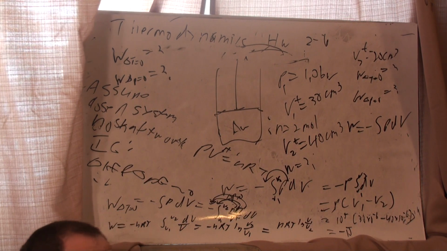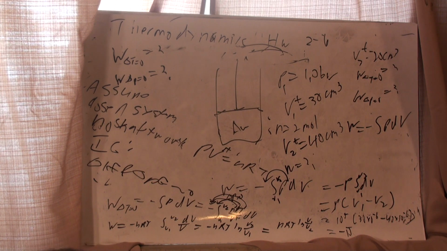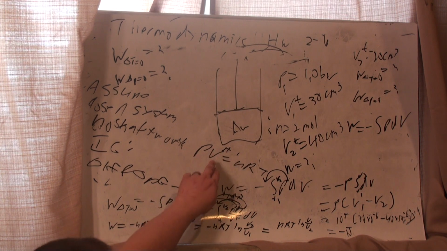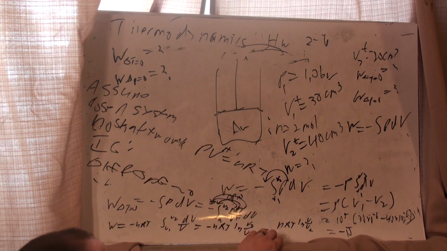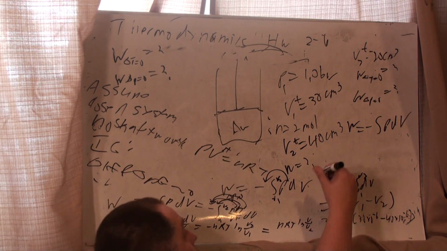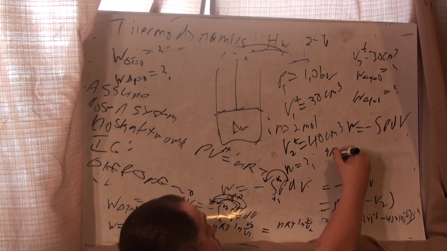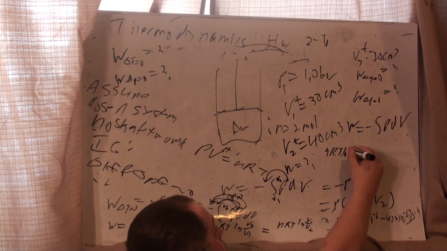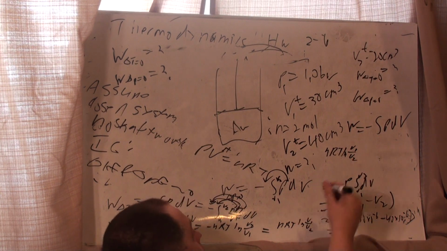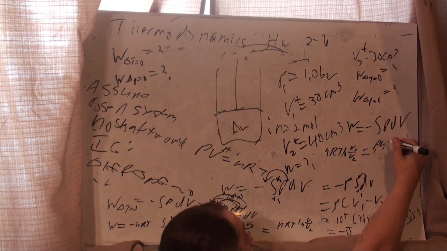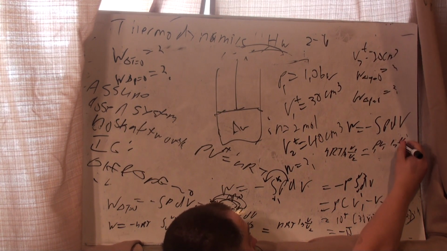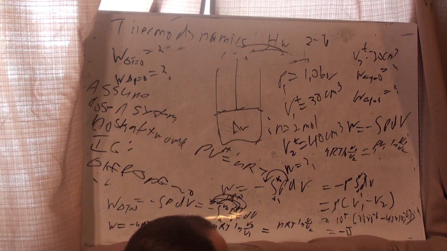I'm not given a temperature though. What do I do? Well, I know the temperature is constant, and I know my initial pressure and my initial volume. So I can plug in here, assuming the same thing. So nRT natural log of V1 over V2 is going to equal P1V1 natural log of V1 over V2. And now I can do it.